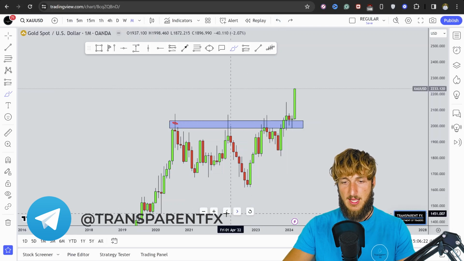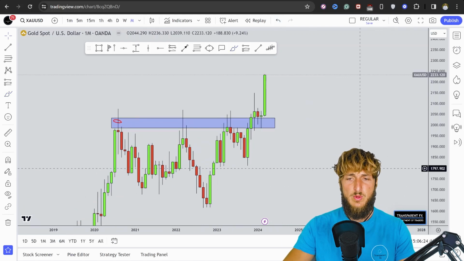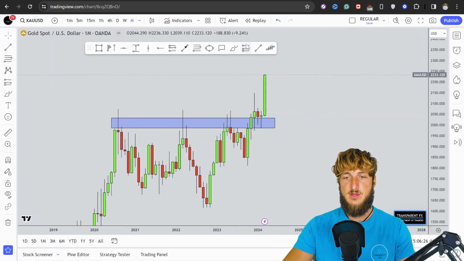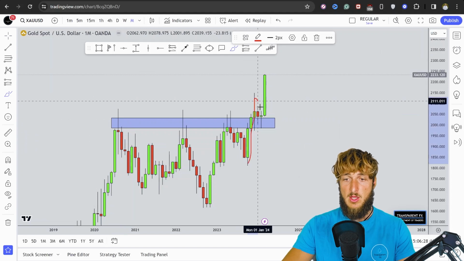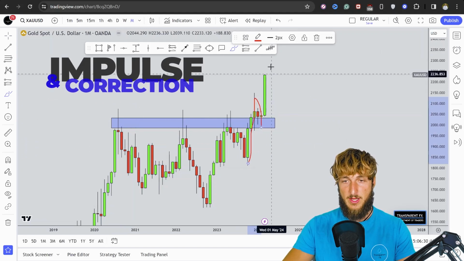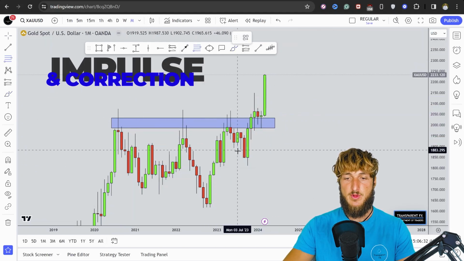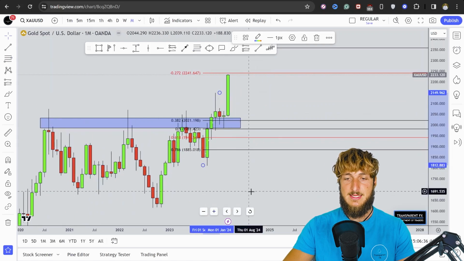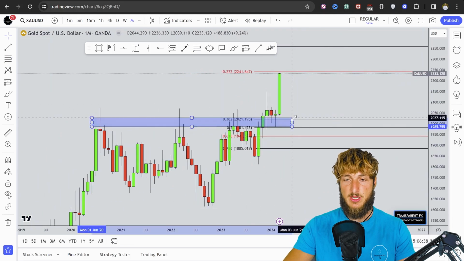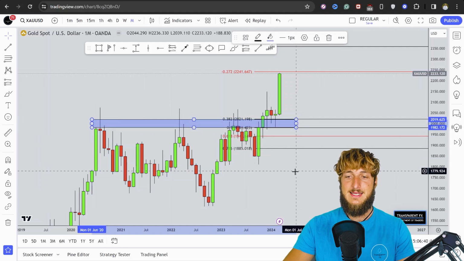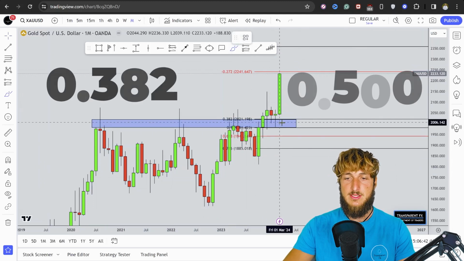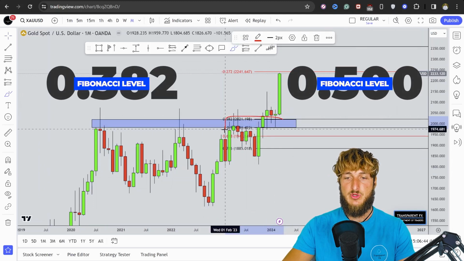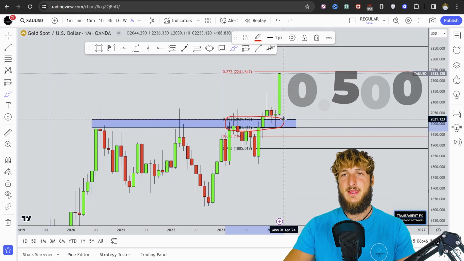Now, if we zoom in a bit more closely, we can also notice that in creating this impulse and correction, if we want to measure the correction, we have to take our Fibonacci from the low to the high of the impulse leg. And if we do that, what we can see is that the precise area that the market tested and rejected is exactly that zone in between the 0.382 and 50% retracements here from a monthly standpoint.